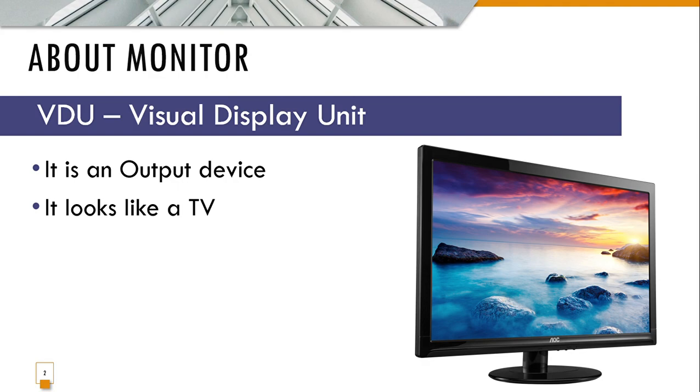Monitor is the most common output device. It is also called visual display unit. An electronic visual display for computers, just like a television. A monitor also displays the output on the screen. The picture on a monitor is made up of thousands of small colored dots called pixels. The output displayed on the monitor is called soft copy.